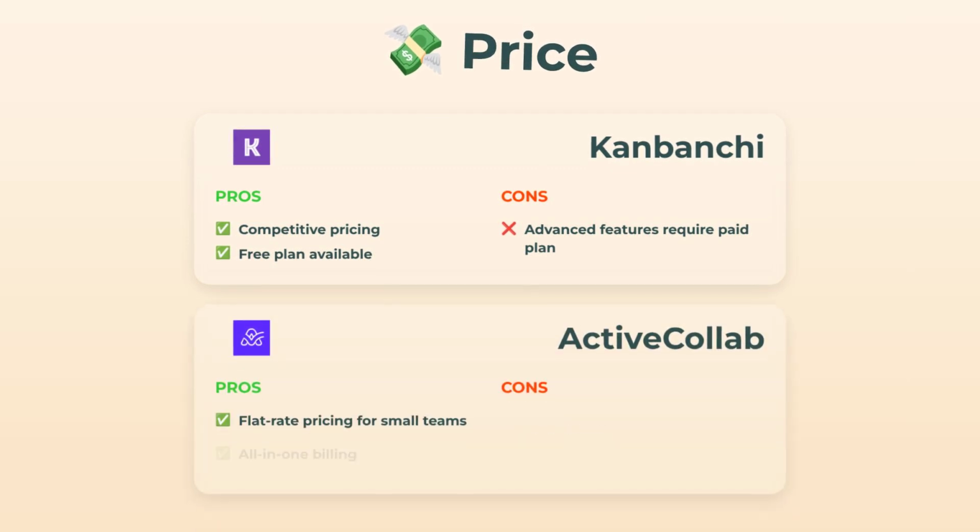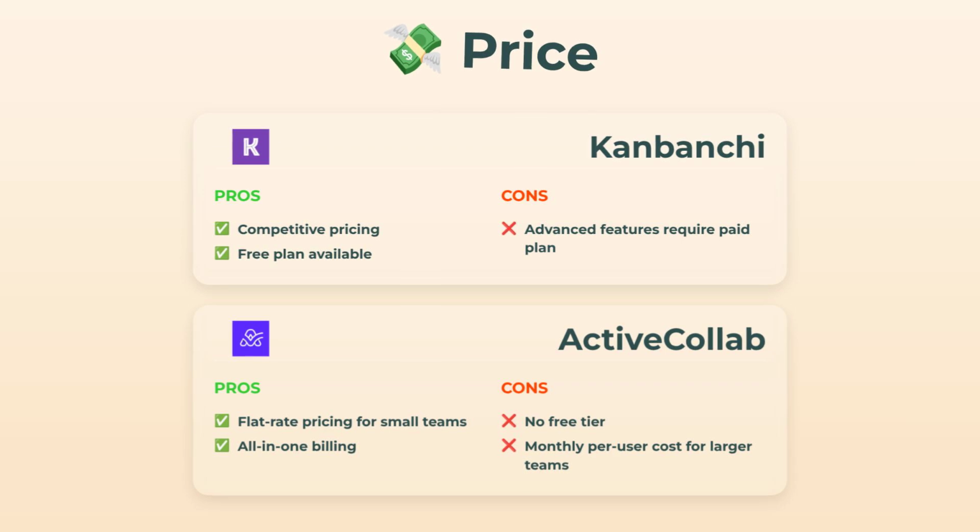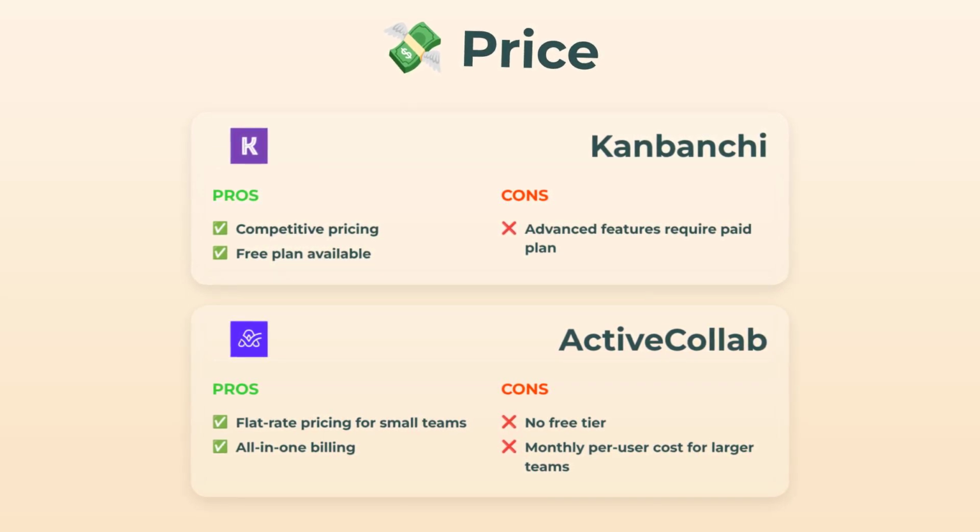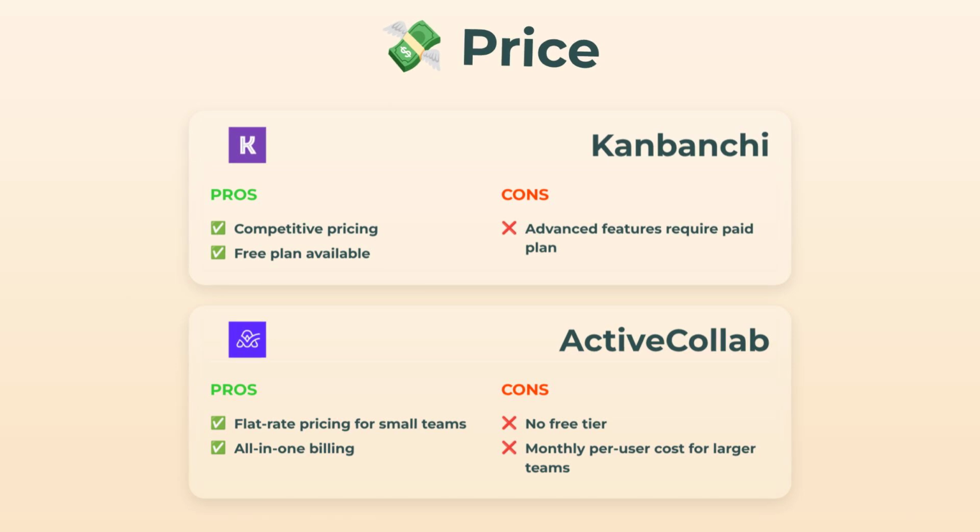go a long way. Now, ActiveCollab takes a different route, no free tier, which stings a little, but the catch is their flat rate pricing is actually pretty decent for small teams. Things get a bit pricier if you grow fast though. You know what? Kanbanchi takes this round.